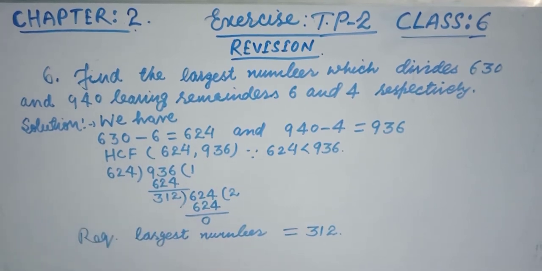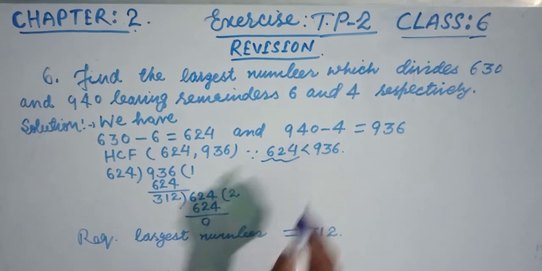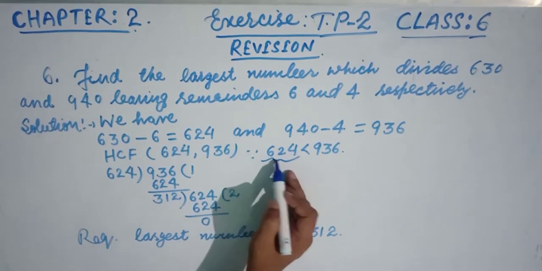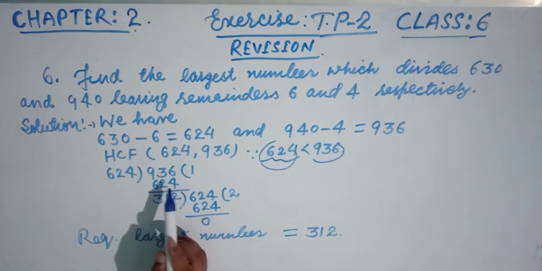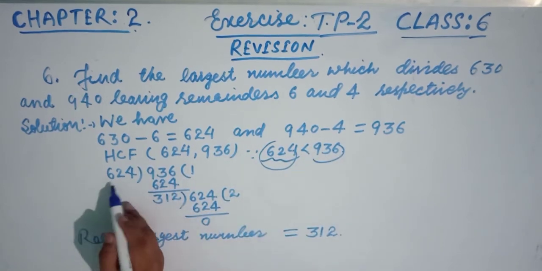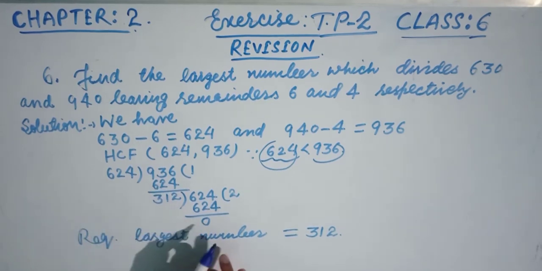So there are two ways to find out the HCF: division method and factorization method. So division method is very easier than the factorization method because these are the huge numbers. So decide which this number is less than this. Now this will get the divisor and this is as the dividend. So now divide this 936 by 624. Okay, and proceed the procedure till where the remainder is 0.